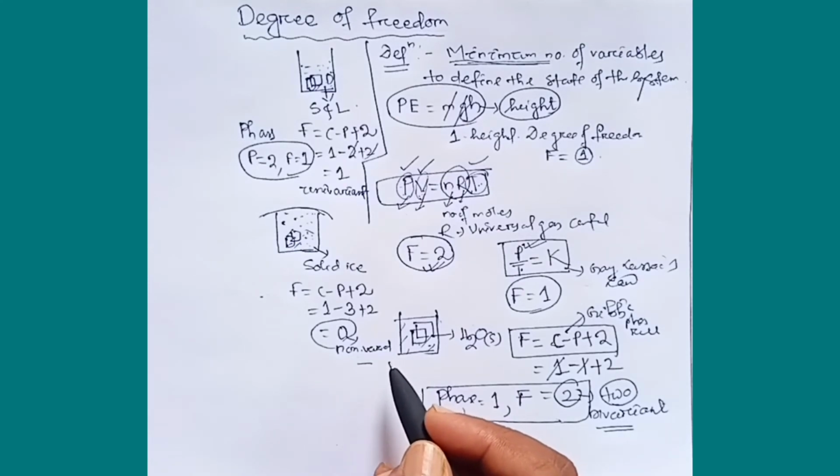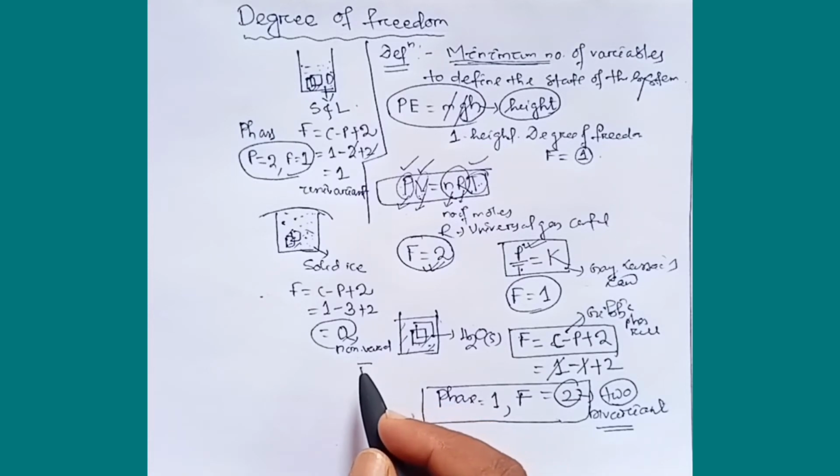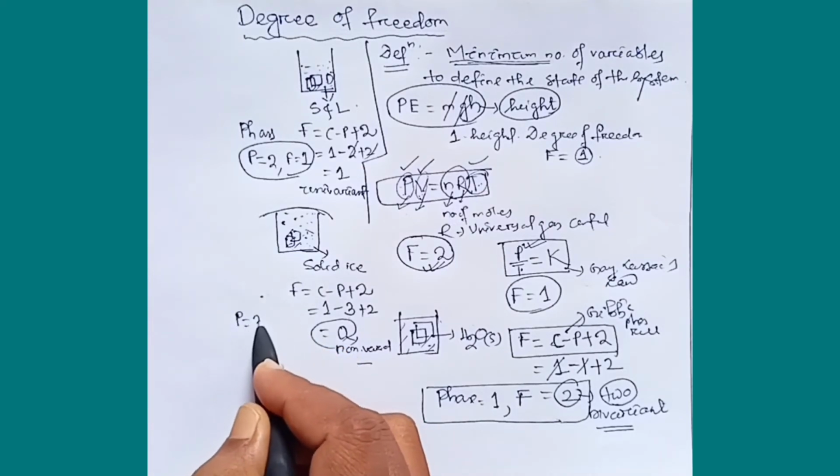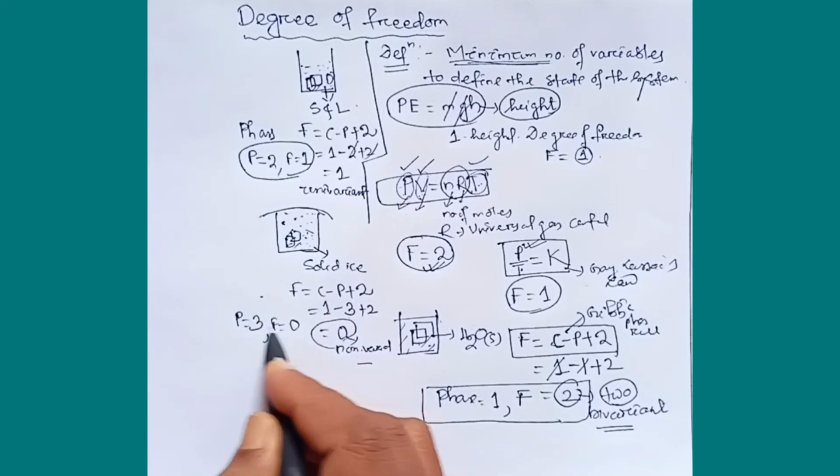So this kind of situation is found in the case of the water system: the triple point. In the case of the triple point, the degree of freedom is 0. That means when water attains a triple point, it is not dependent upon any of the variables. It is achieved at a particular specific condition, 4.58 mm of Hg and 0.0075 degrees centigrade. So what is our gist here? If phase becomes 3, degree of freedom becomes 0.